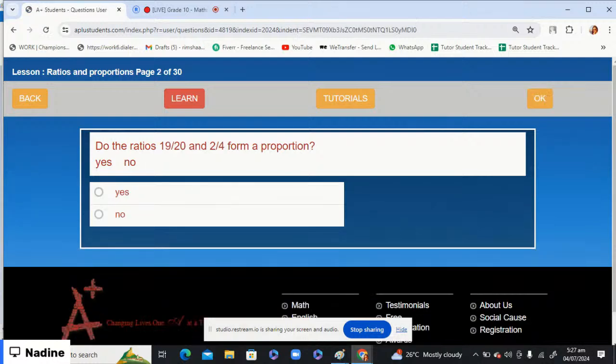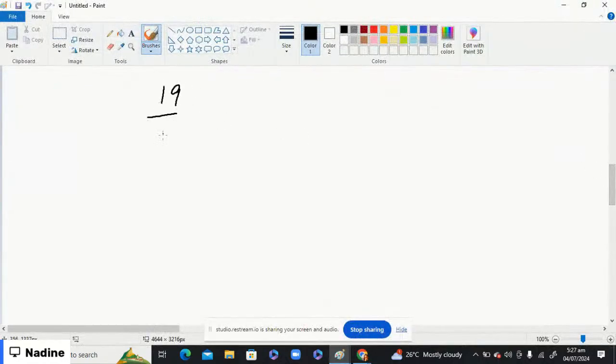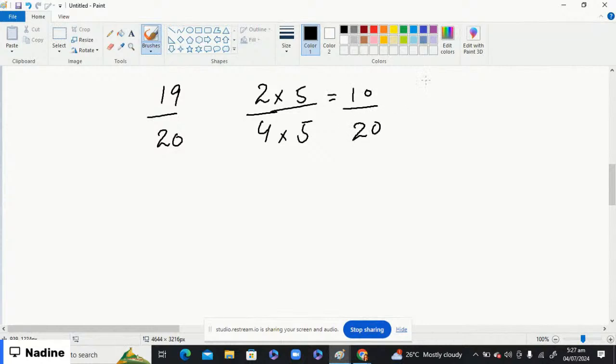Do the ratios 19 by 20 and 2 by 4 form a proportion? Let's check. When we look at the denominators, we can take 20 as the common denominator. So how can we make it 20? We multiply both numbers by 5. So 5 times 2 is 10 and 5 times 4 is 20. So the numerators are different, 19 and 10, so we can say no.